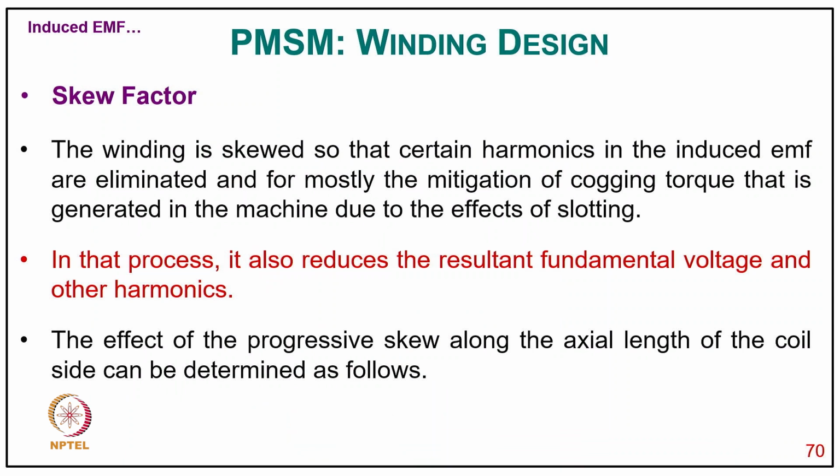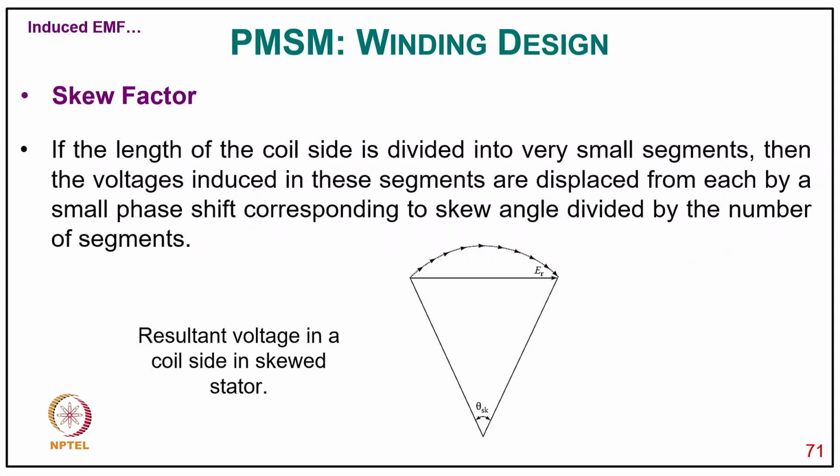The winding is skewed so that certain harmonics in the induced EMF are eliminated, and mostly for the mitigation of cogging torque that is generated in the machine due to the effect of slotting. In that process, it also reduces the resultant fundamental voltage and other harmonics. The effect of progressive skewing along the axial length of the coil side can be determined as follows.